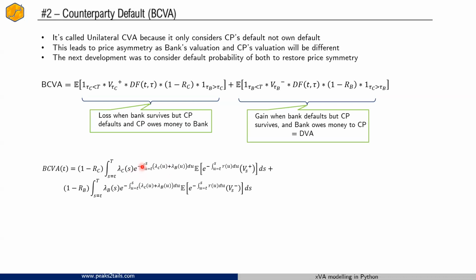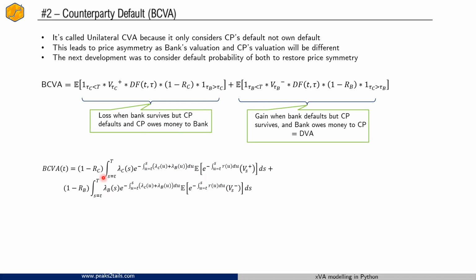So e to the power minus integral lambda b du represents survival probability of the bank. What is the survival probability formula? E to the power minus lambda t, right? So e to the power minus integral lambda b u du is the survival probability till S. S, remember, S to S plus dS is the interval where we are focusing this particular term, and then we are integrating the whole thing. This additional term represents survival probability of the bank till S. Make sense?